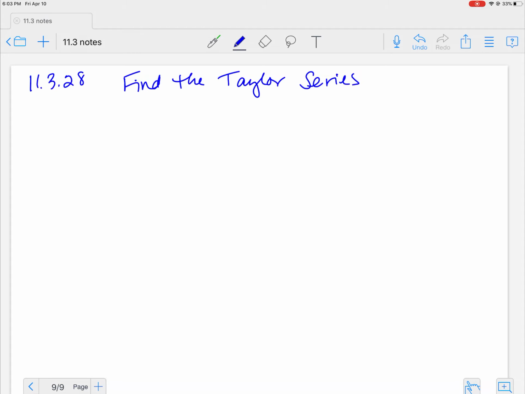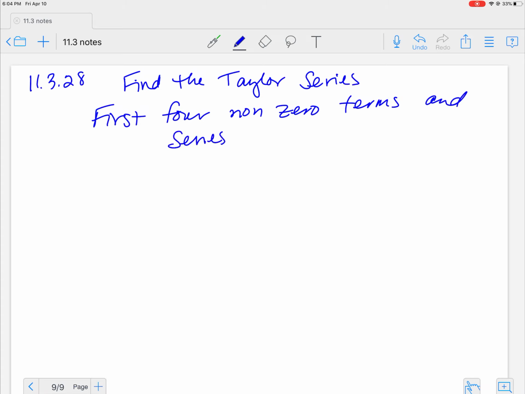All right, I feel like your examples don't do a very good job in the book of actually doing a Taylor series. So let's do an actual Taylor series one here. I'm going to do 11.3.28, and we want to find the first four non-zero terms and the series. Okay, and Taylor series. So, we already did that, whatever.